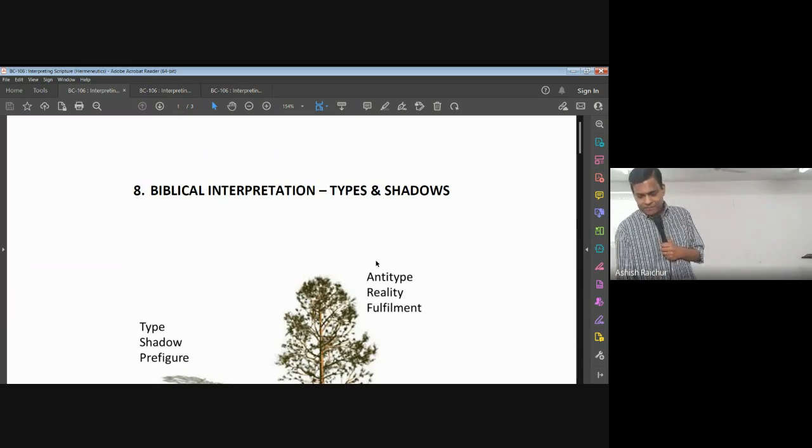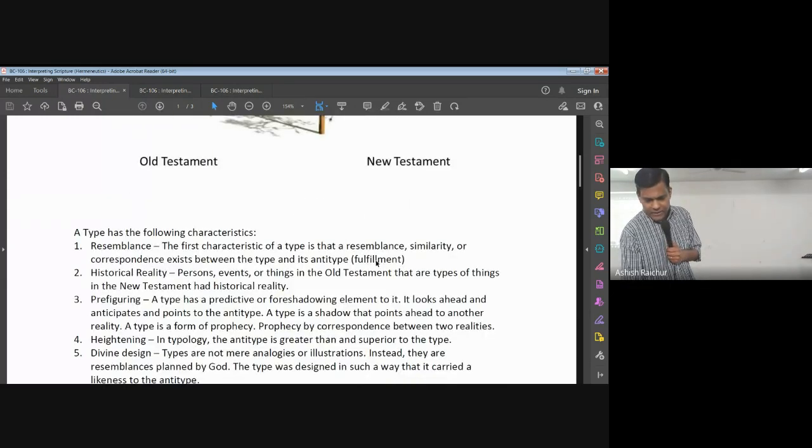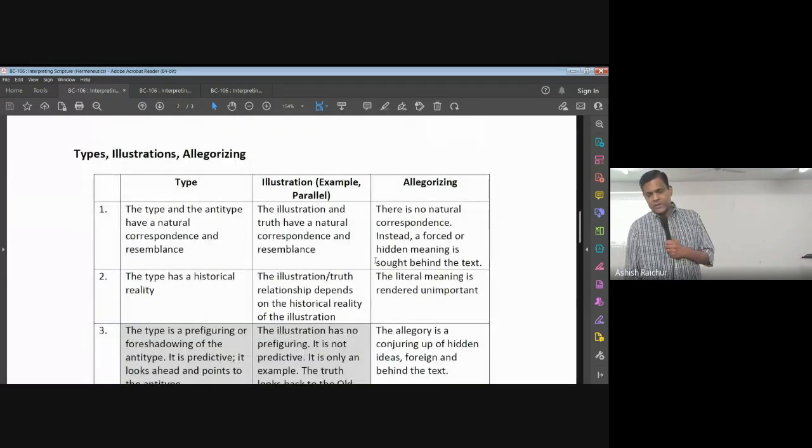All right. So we were talking about biblical interpretation, types and shadows. And we looked at three different ways in which we see scripture working together. We talked about types, illustrations, and allegorizing. So types are given to us in the scriptures. There's something in the New Testament that looks back at the Old Testament, pointing back to it. And so the Old Testament, God gave it at that time to point to what was going to come.